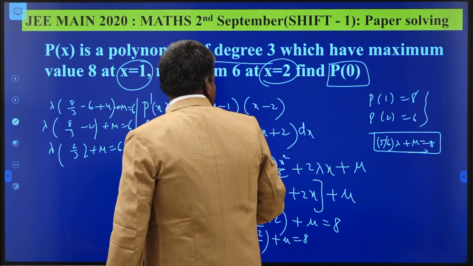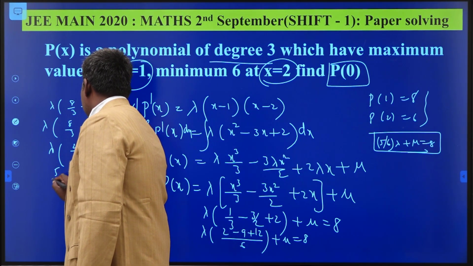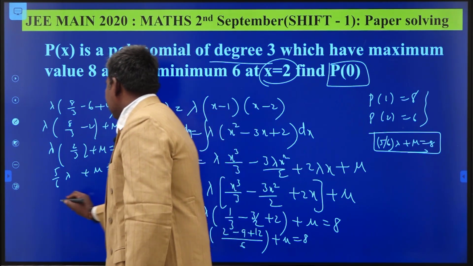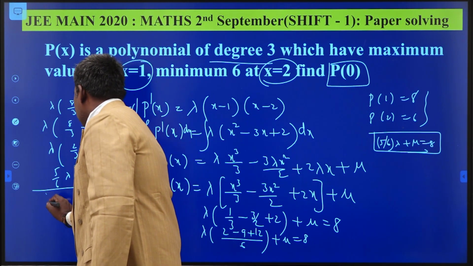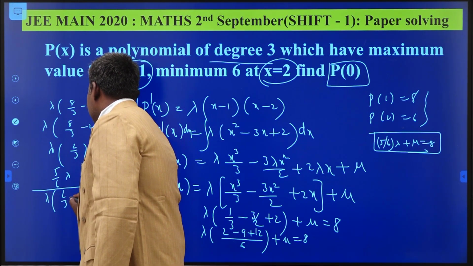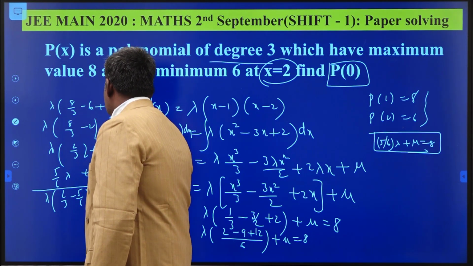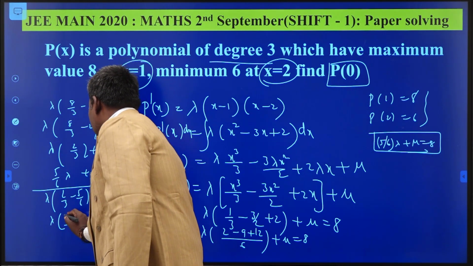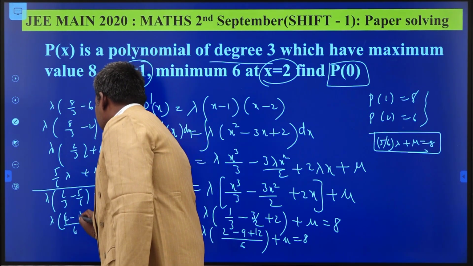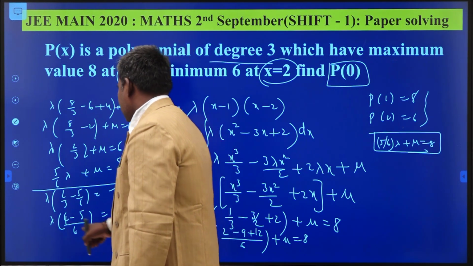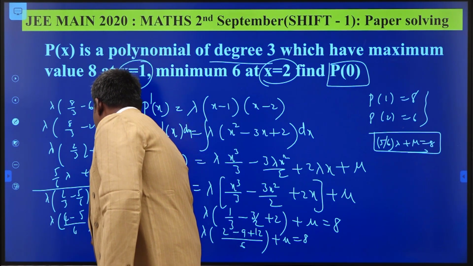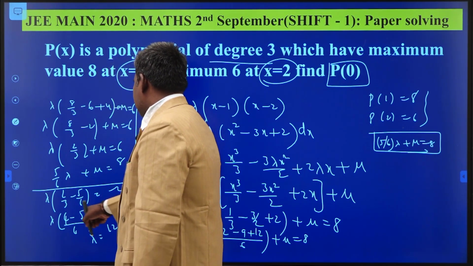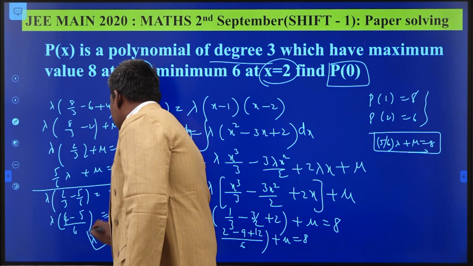Now 5 by 6 lambda plus mu is what? 8. Just subtract. Lambda times of 2 by 3 minus 5 by 6 is equal to minus 2. So lambda times of, 6 is LCM, 2 2s are 4 minus 5, is equal to minus 2. This is minus 1 by 6. The value of lambda is equal to 12. This is minus 1, 2 times 12. Lambda is equal to 12.